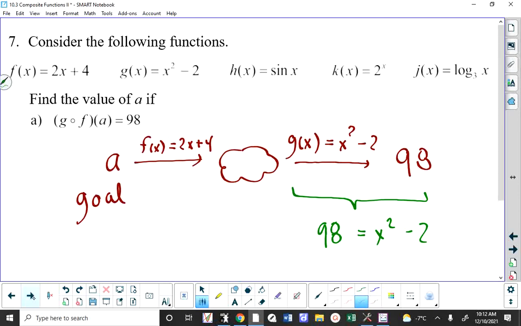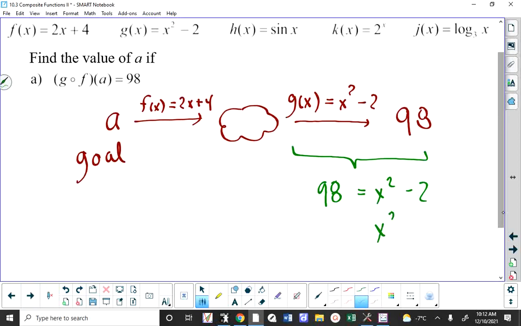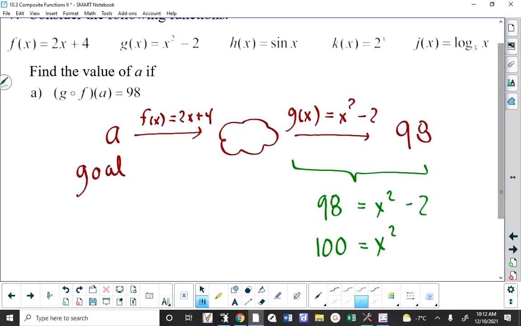And if you solve that little equation, you can add 2 to both sides, and you'll have 100 equals x squared, which means there are 2 possible numbers that could have gone in for x, positive 10 or negative 10. Either of these numbers going in for x and g of x will give you 98. And this is math 30. We can't just say, oh, well, let's just use 10. The square root of 100 when we solve an equation is plus or minus root 100. It's plus or minus 10.